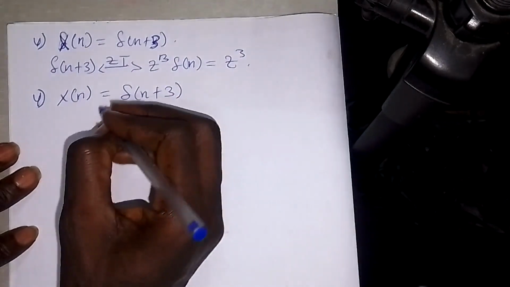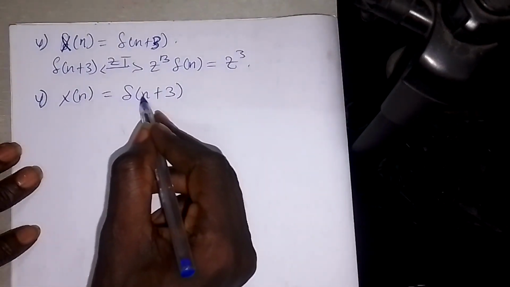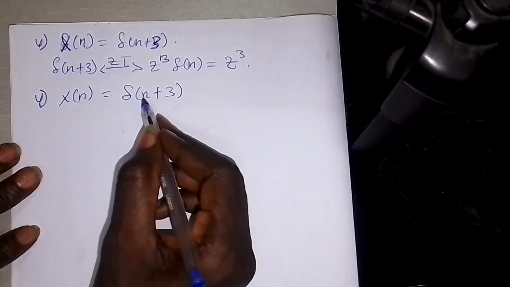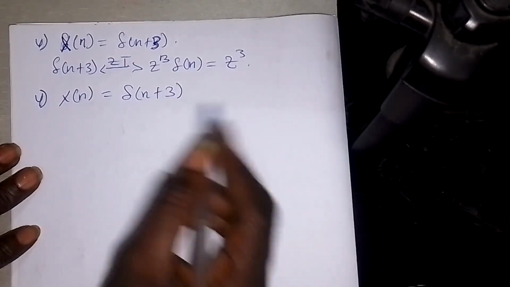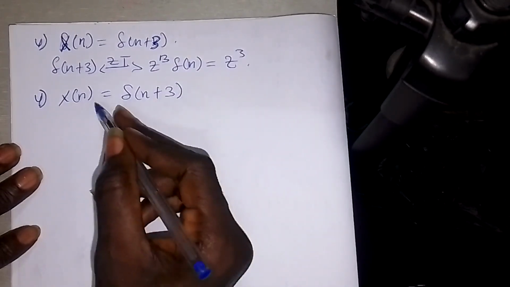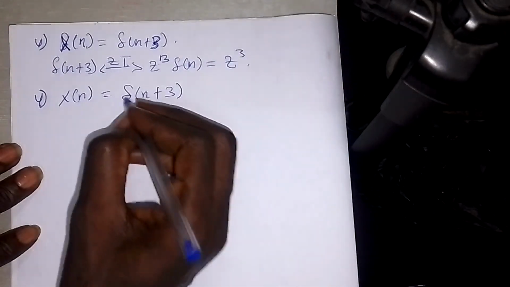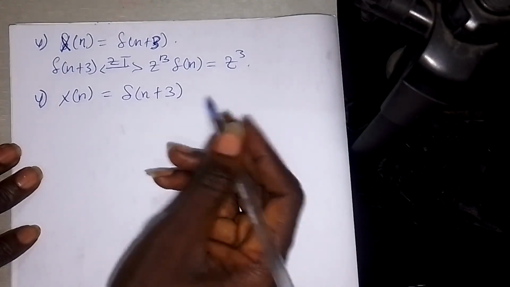So here we had x of n is equal to delta of n plus k. This is also time shifting. But the other one, you see, it was n minus 4. That one is shifting to the right. Here n plus 3 is shifting to the left, because n is equal to minus 3, since we equate what is in this bracket to 0. So this is what we have.